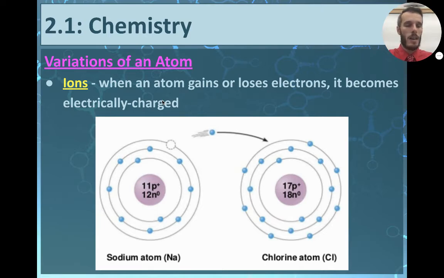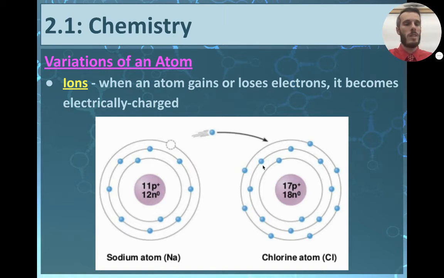Okay, an ion is like an isotope, but instead of neutrons, we're talking about electrons. So an atom is going to have the same number of electrons as protons. However, an ion would differ in that it has a different number of electrons. So an atom, if it gains an electron or if it loses an electron or more than one, will become an ion. So when it does that, it will become electrically charged.